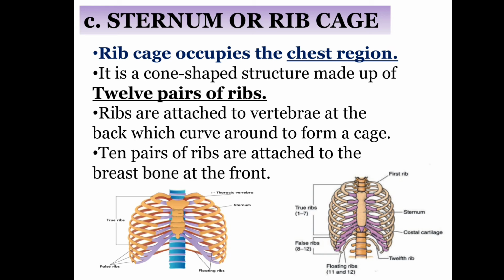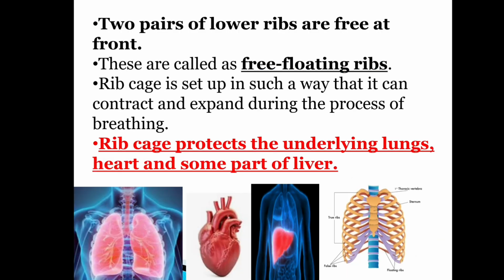10 pairs of ribs are attached to the breastbone at the front. Two pairs of the lower ribs are free at the front. So the two pairs of lower ribs which are free at the front are called free floating ribs.